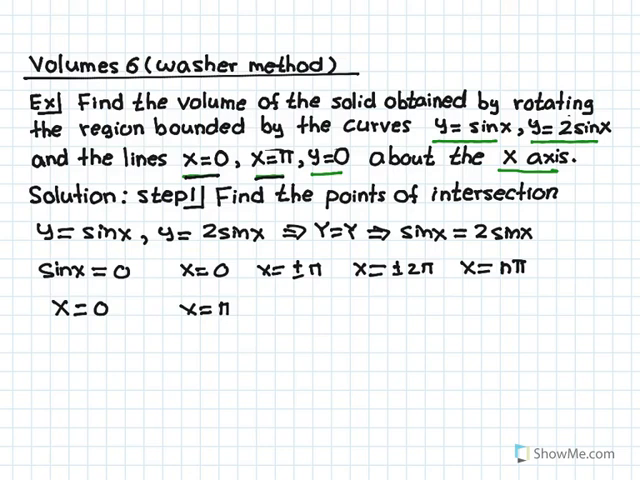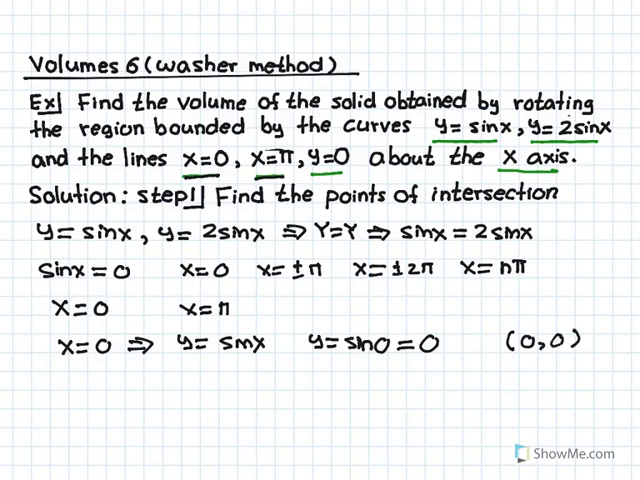Now we need to know the y value of intersection. So x equals 0. Let's plug it into y equals sine x. And we get y is equal to sine of 0, which is just 0. Let's write it down, sine of 0 equal to 0. So the points of intersection, xy coordinate is 0, 0. X is 0, y is 0.